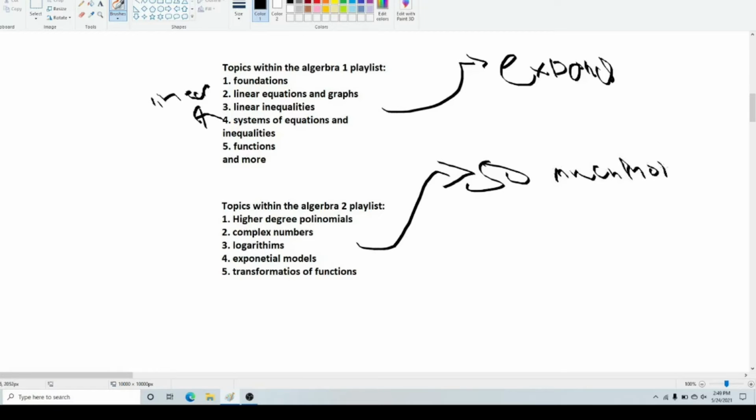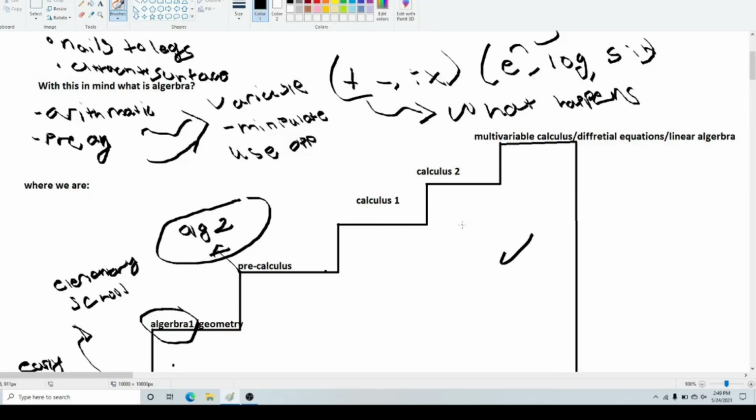All right, so Algebra 1 and Algebra 2 are actually, in my opinion, the first two steps of actually moving forward in math. These classes and playlists that you see on YouTube or in your schools are very important because they build the framework for deeper classes such as pre-calc, Calculus 1, Calculus 2.